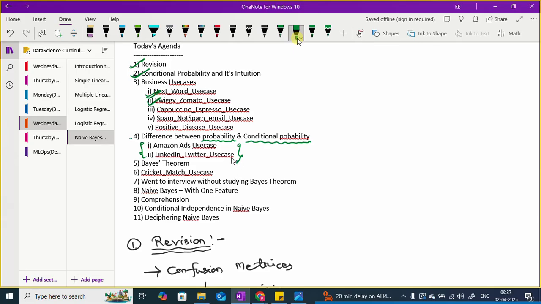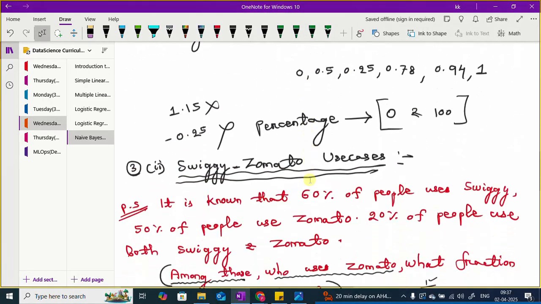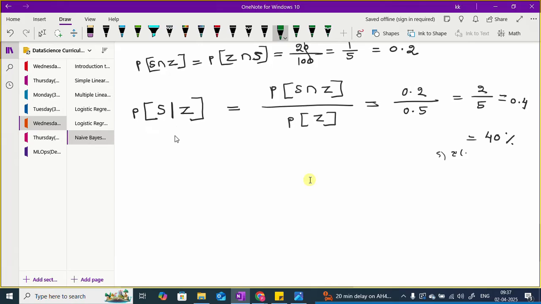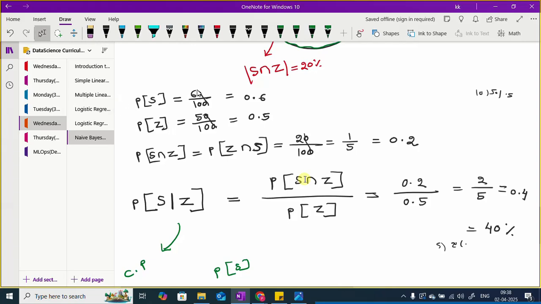So this is not normal probability, this is conditional probability. I'm not trying to find the probability of Swiggy, because that is already given, and the probability of Zomato percentage is also given. My question is the probability of Swiggy given Zomato, which is 0.4, or 40% if I convert it into percentage.